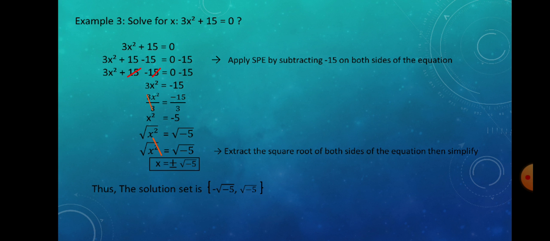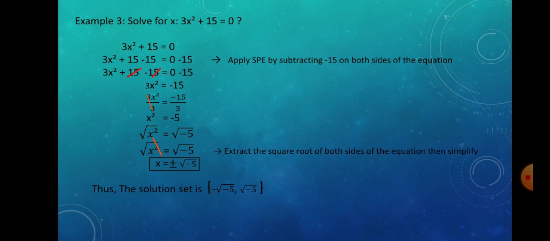For number 3, solve for x if 3x squared plus 15 is equal to 0. So we apply the subtraction property of equality by subtracting 15 on both sides of the equation. So the equation will become 3x squared plus 15 minus 15 is equal to 0 minus 15. So we cancel 15 since they are unlike signs. What is left is 3x squared. 0 minus 15, the answer is negative 15.